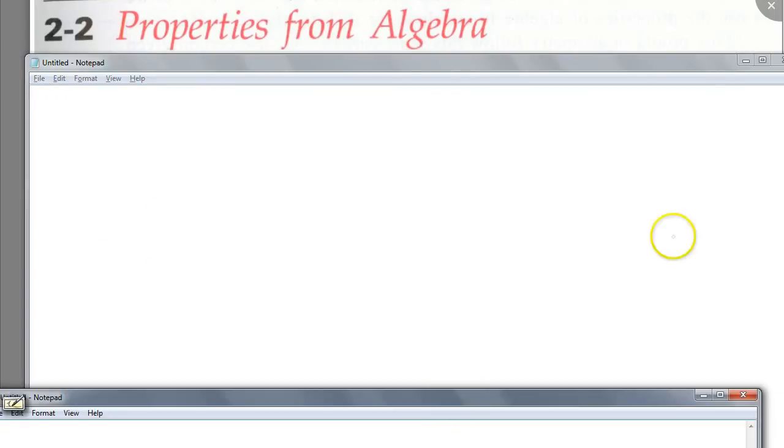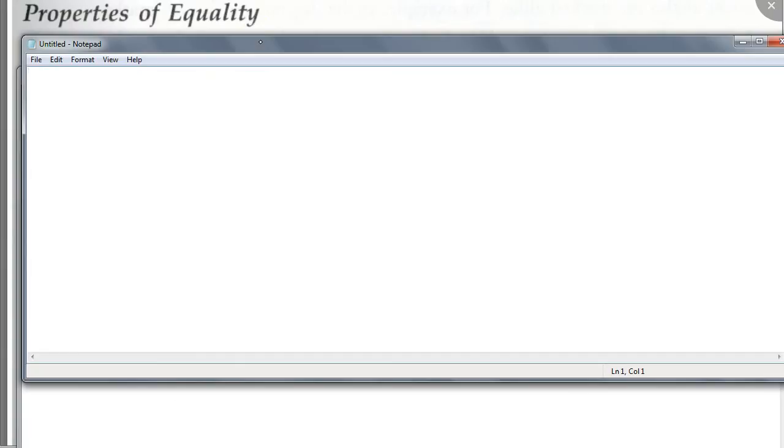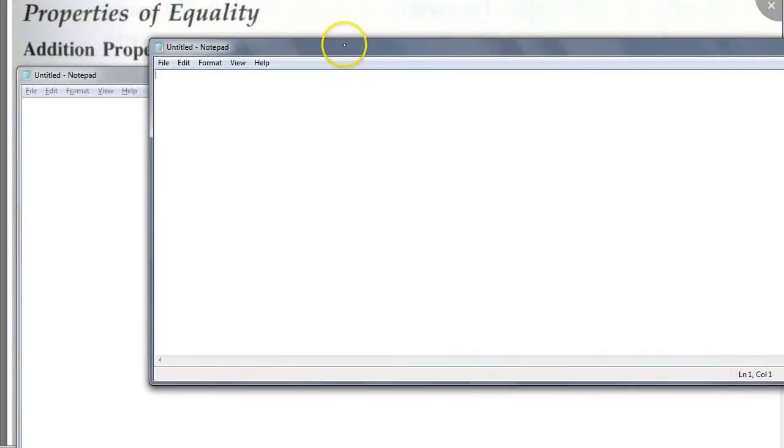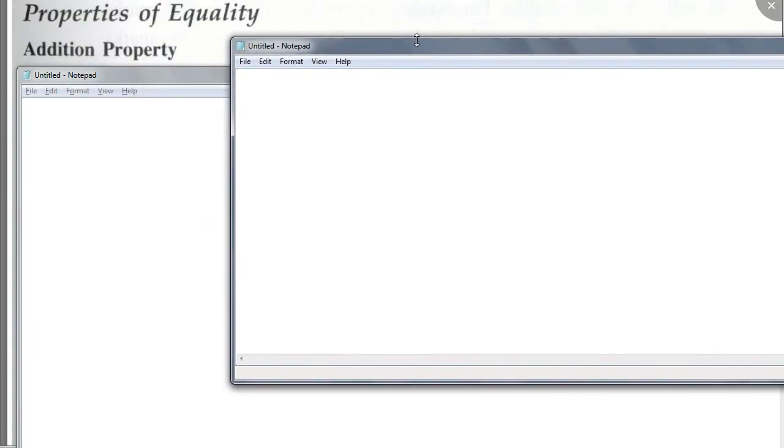The first property that I want to talk about is, so write this down. Hold on, let me move this up. Give me a second. So these are properties of equality. So they're called some property of equality. So the first one is called the addition property. Like I said, it's called the addition property of what? Equality. Okay, so these are properties of equality.